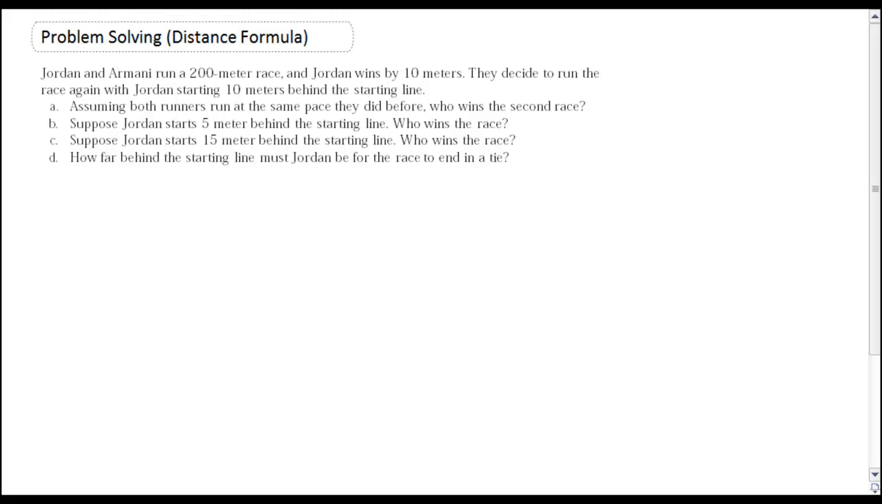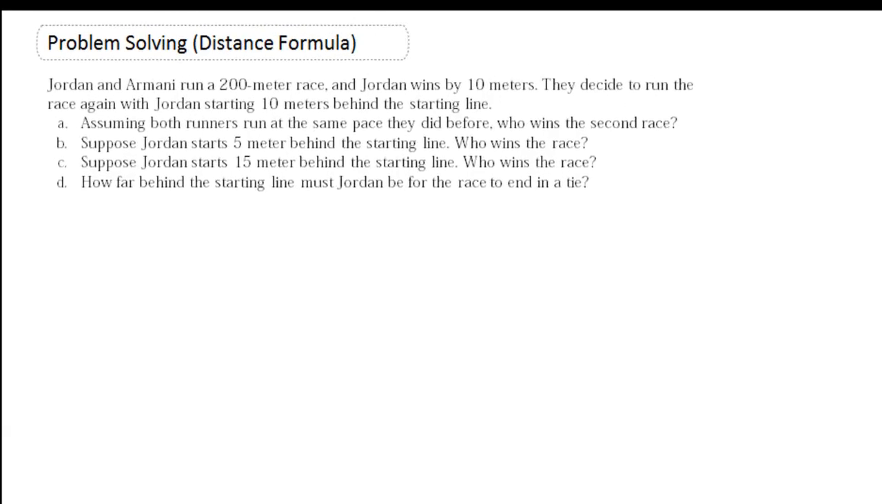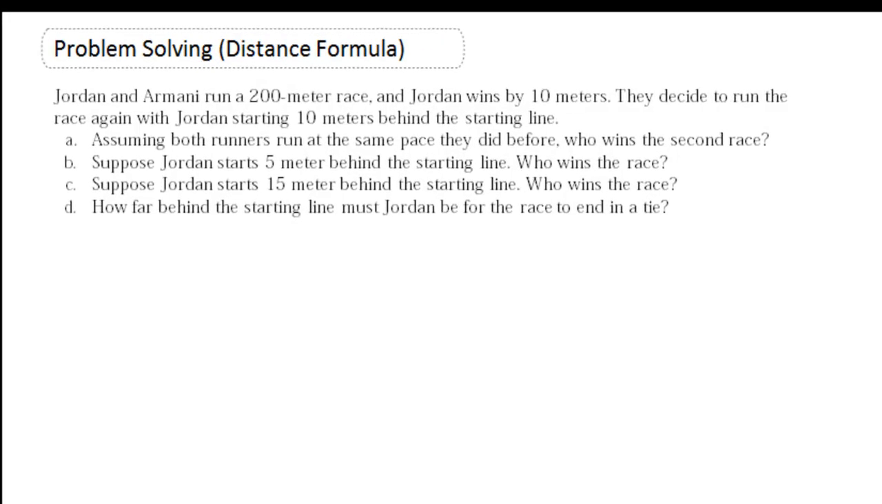Okay, so we have problem solving here with a distance formula. And we're actually not going to use the distance formula, but the problem is related to distance. So Jordan and Armani run a 200-meter race. Jordan wins by 10 meters. They decide to run the race again with Jordan starting 10 meters behind the starting line.